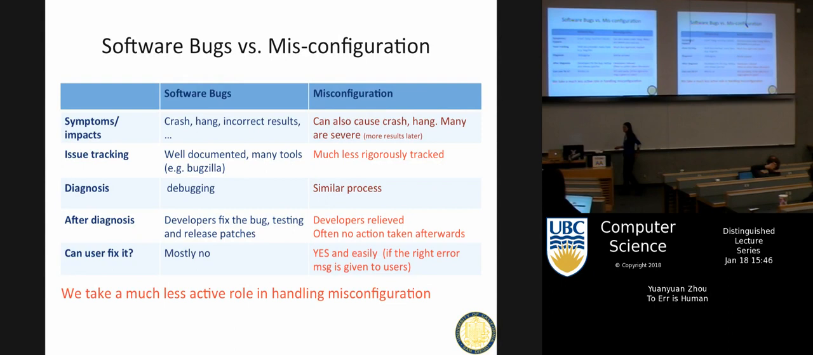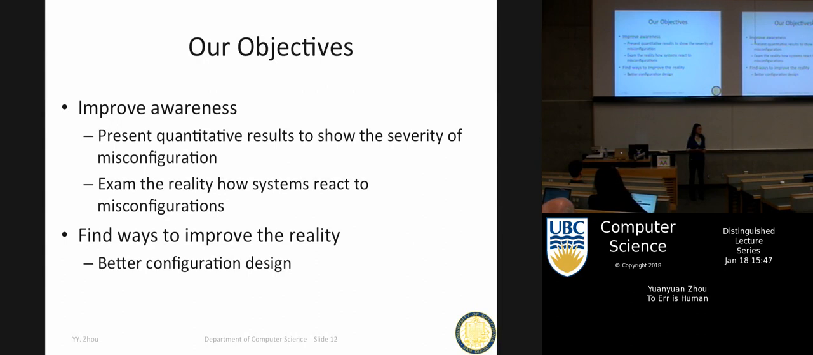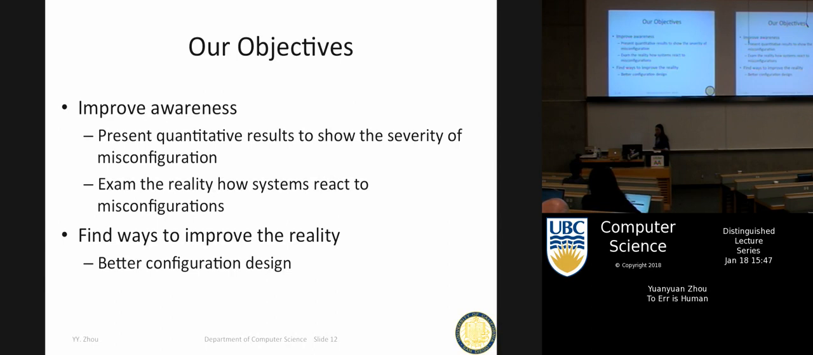Our objective in this project is first to improve awareness. Many system developers and designers need to take a more active role in dealing with configuration errors, trying to improve our system in the first place to reduce human mistakes, because a system admin is a human being, right? And also to find ways to improve the reality.